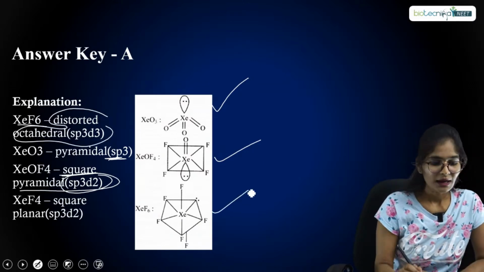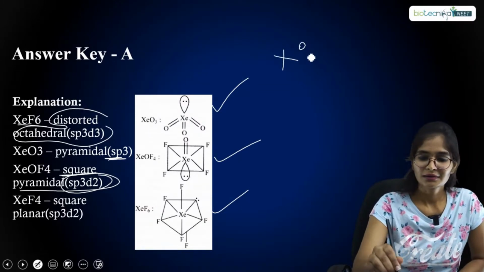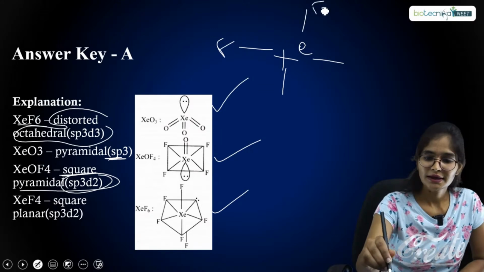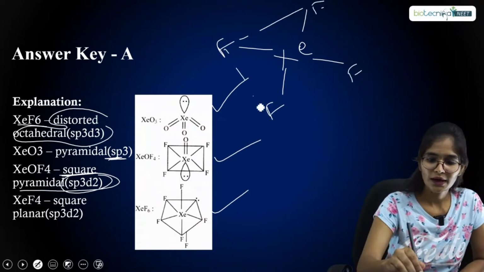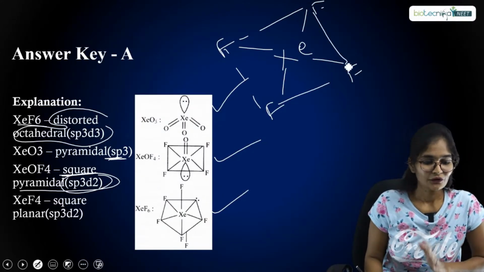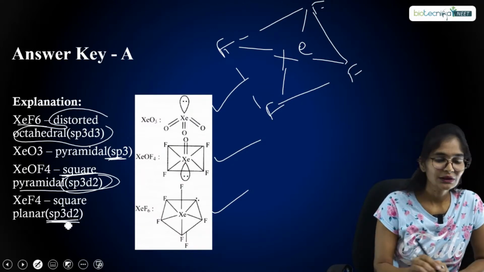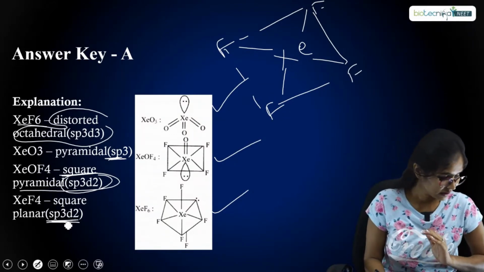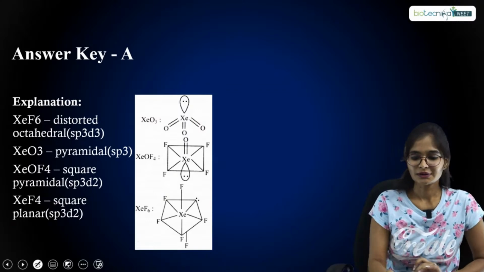Apart from that, XeF4 is a quite important and simple structure where you have four fluorines on all sides. So four fluorines, and this is the square planar structure with respect to XeF4. And what is the hybridization? That is sp3d2. All right, so this is the answer for the given question, and let us move on further.